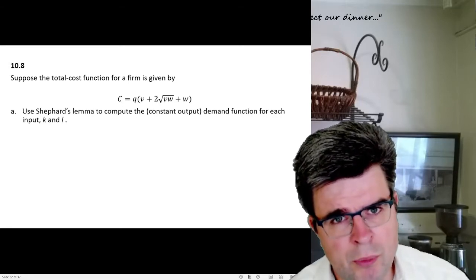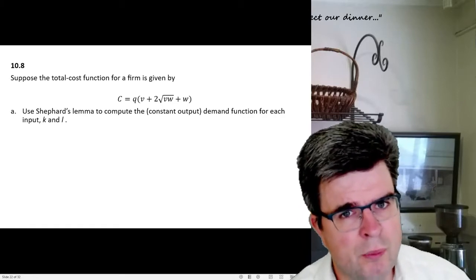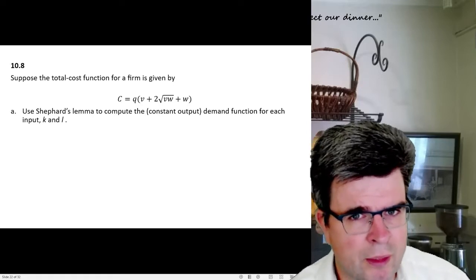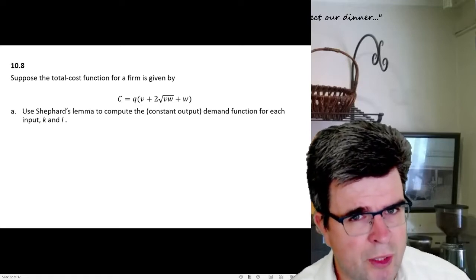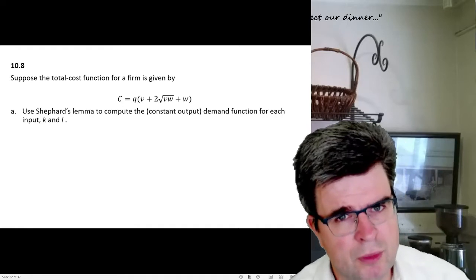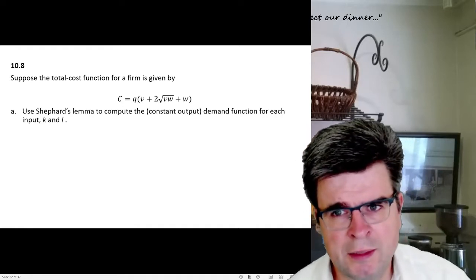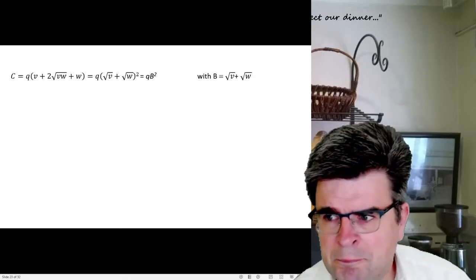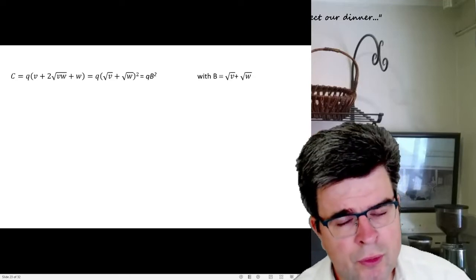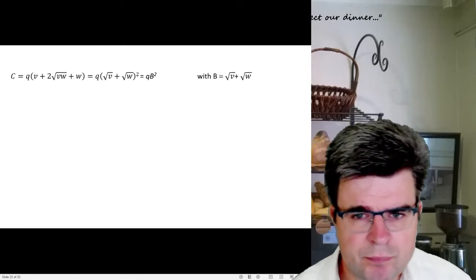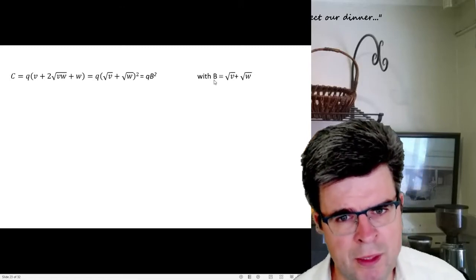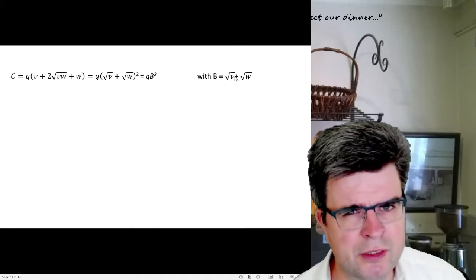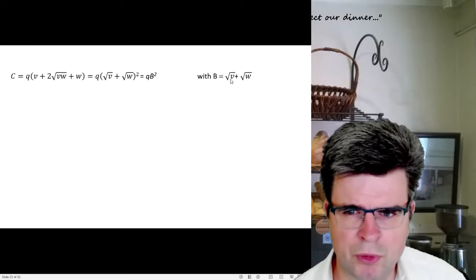function for each input, capital and labor. So actually we are asked to compute the contingent demand for capital and labor. We're given one hint that we need to use Shepard's lemma, so that only simplifies the exercise. And before applying Shepard's lemma, we will do one further notational simplification. So I will define capital B as the sum of square root V and square root W because it eases our notation, makes it somewhat more transparent.